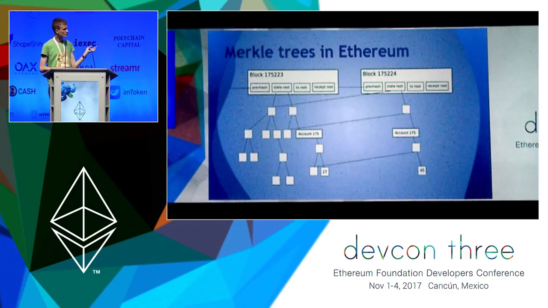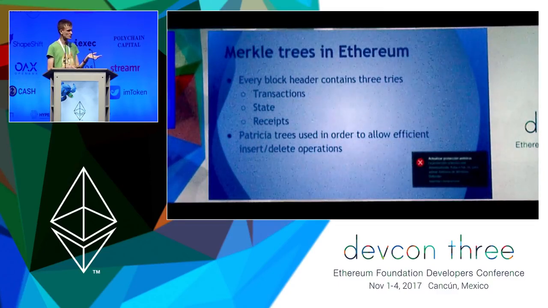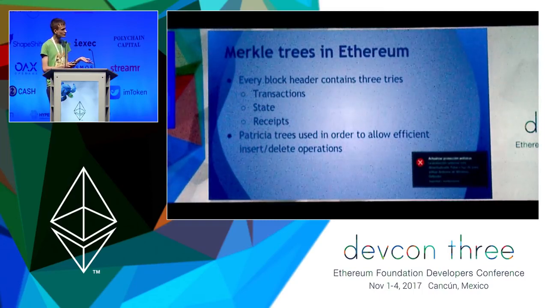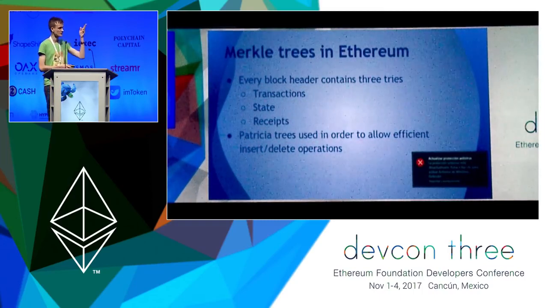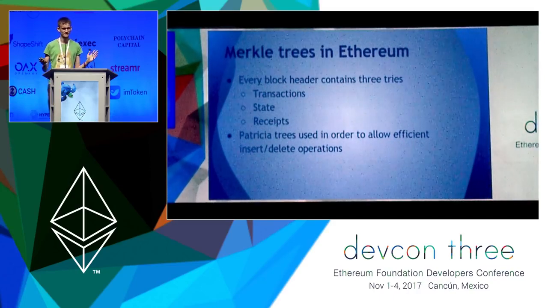So Merkle trees in Ethereum are used for transactions, state, receipts. Patricia trees allow for efficient insert and delete operations. Block headers contain these 3 trees. So what's new in Byzantium?